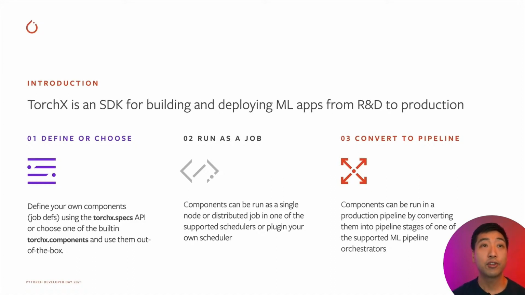Lastly, production jobs often run in the context of a pipeline or a workflow with both upstream and downstream dependencies. For example, a training job may have to wait for data to arrive, and similarly, inference has to wait for the latest trained model. TorchX components can be converted into pipeline stages of a supported ML orchestrator and run as a stage in existing or new workflows. In the next 3 slides, let's take a look at each one of these steps in more detail.